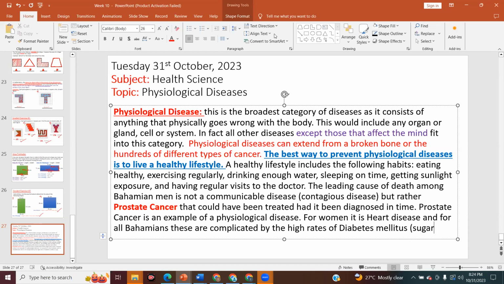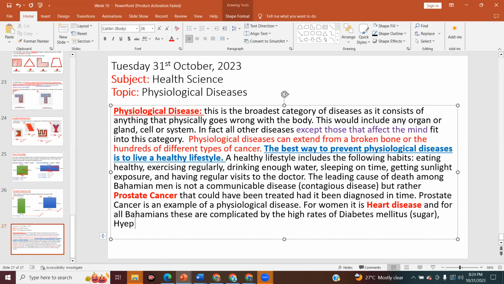So what is happening? We have a lot of problems. The problem is we have heart disease in women. And guess what? It's also complicated because Bahamians typically have diabetes and then couple that with hypertension. And what is hypertension? That's when you have blood pressure. Blood pressure is high. Okay, so that's high blood pressure.